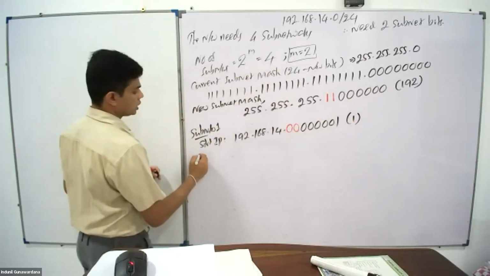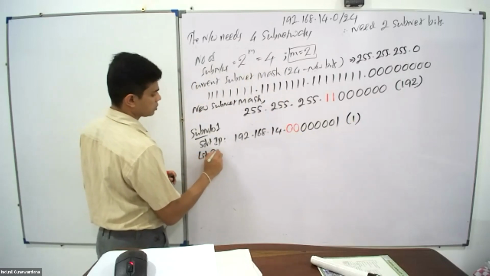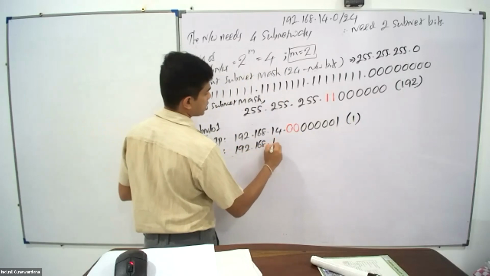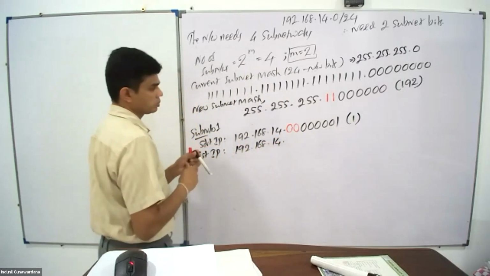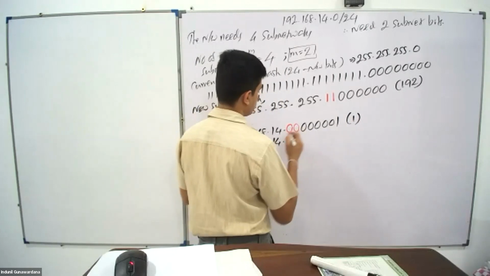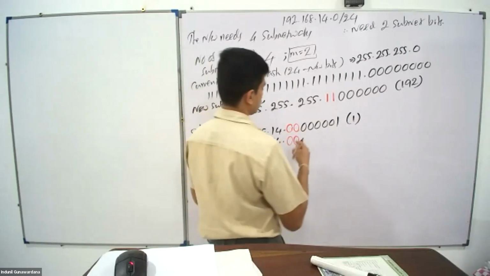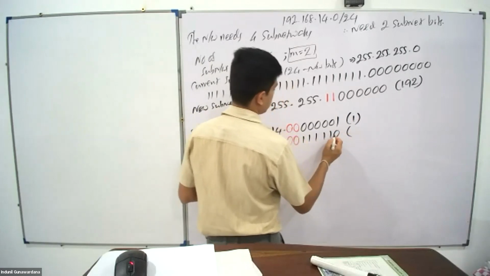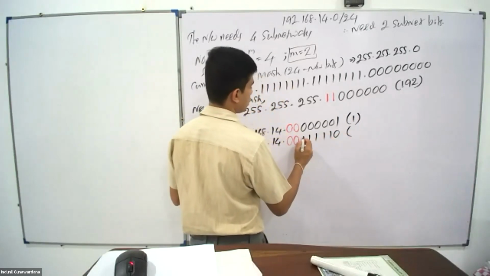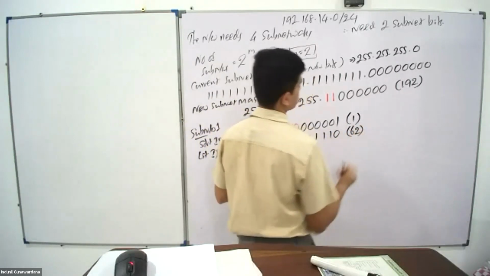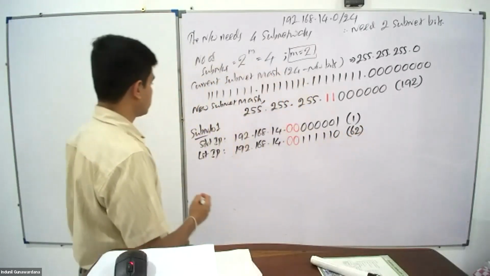Okay. Then the last IP is going to be 192.168.14. Then 00, and the host bits: 1, 2, 3, 4, 5, 6. 1, 2, 4, 8, 16, 32, 64, 63, and this is going to be 62. That's for the first subnet.